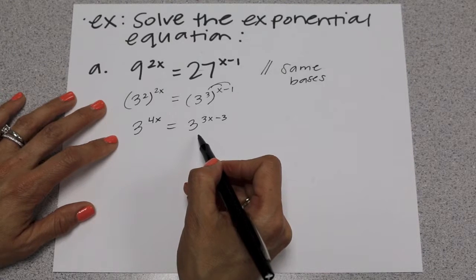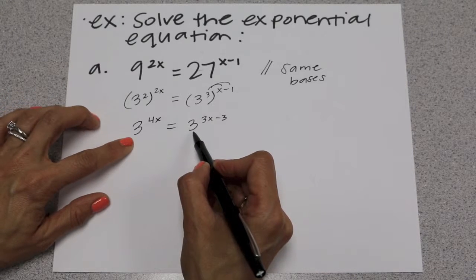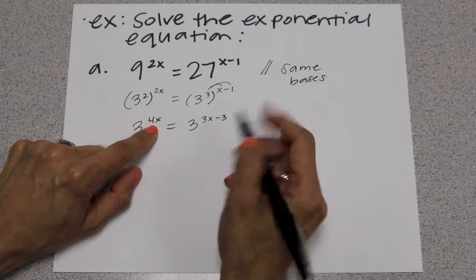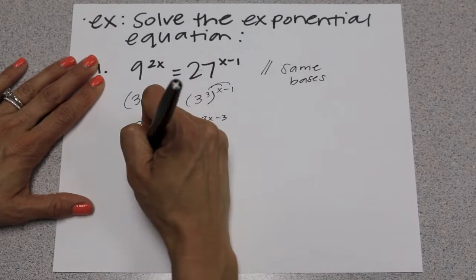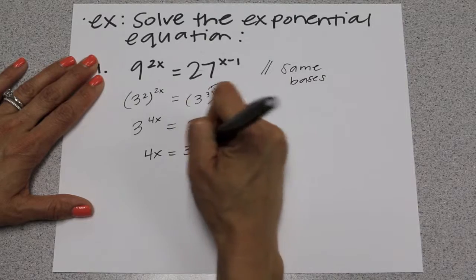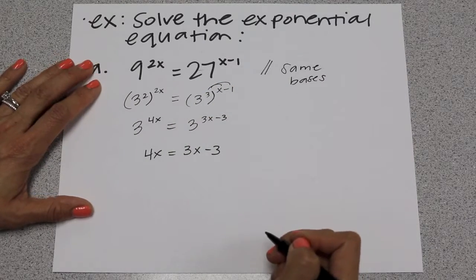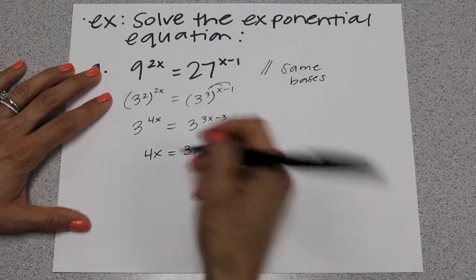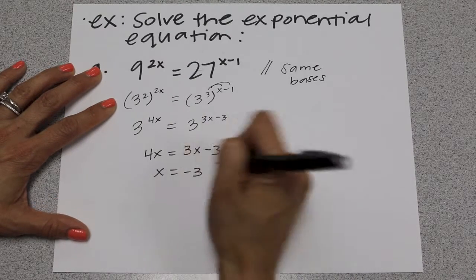And then now you have a statement where the base numbers are the same. So you can use the logic that therefore the exponents must be equal to each other. So we're going to write 4x equals 3x minus 3. And then you can solve this nice linear equation. We'll subtract 3x over, which just gives you x equals negative 3.